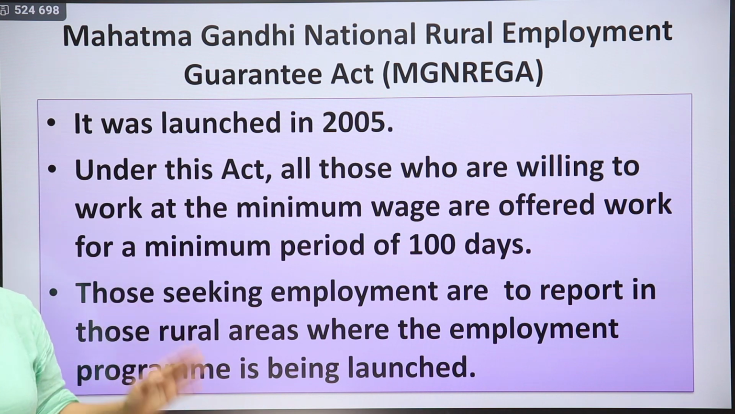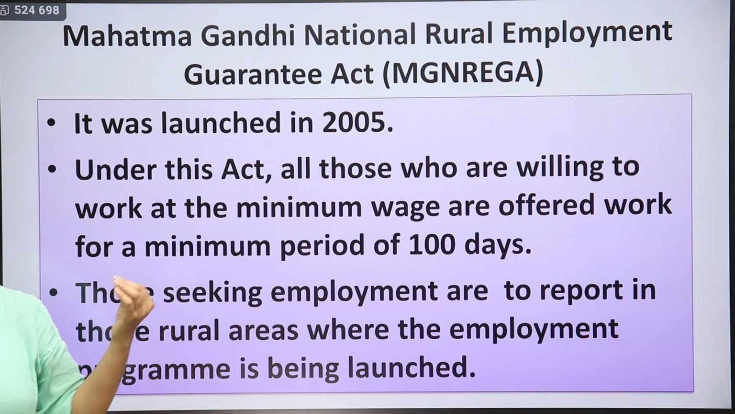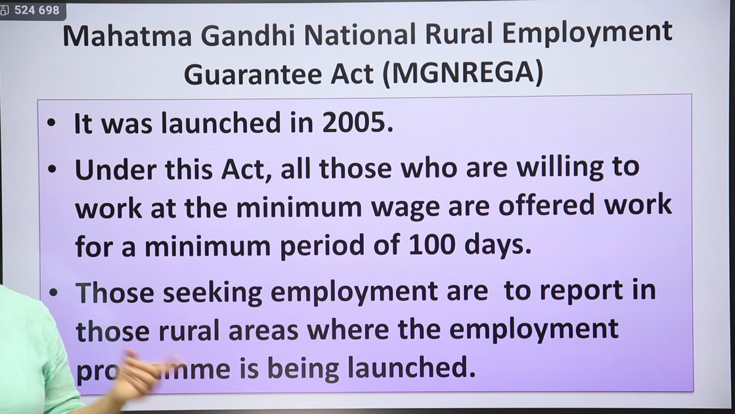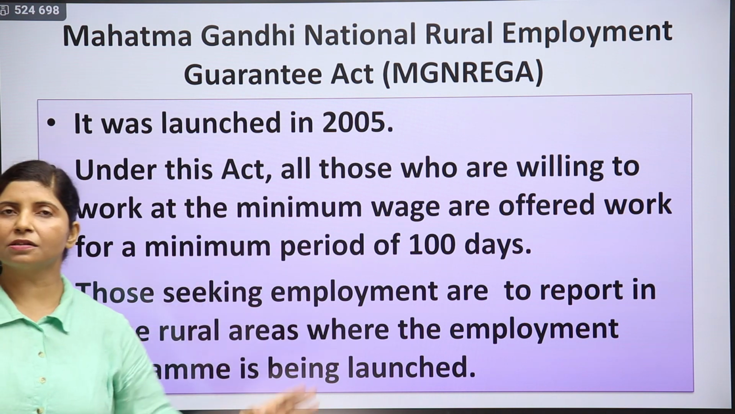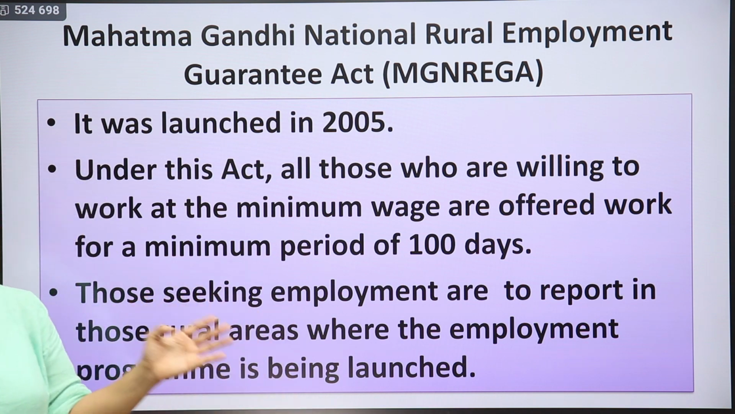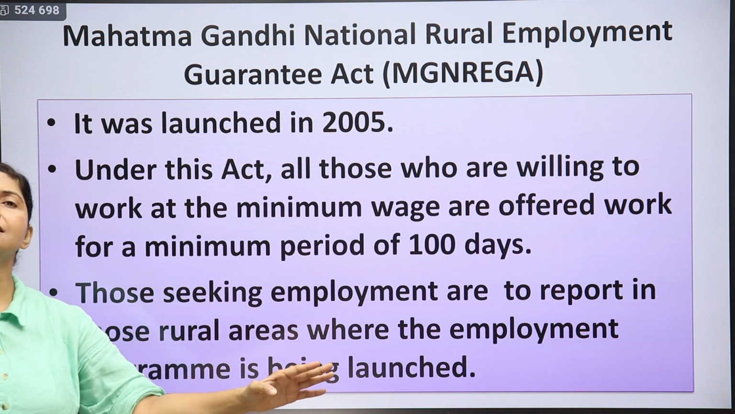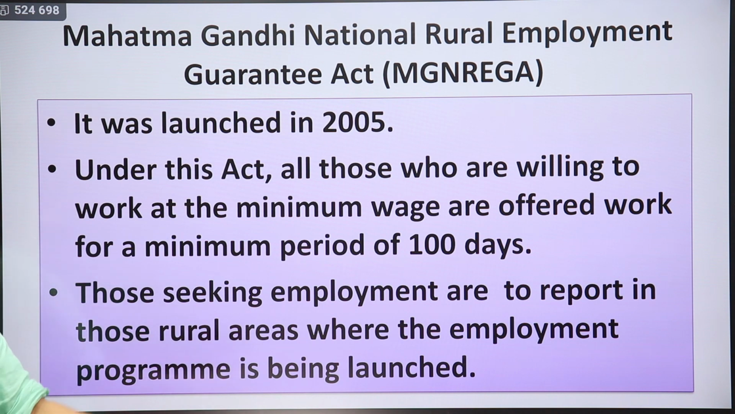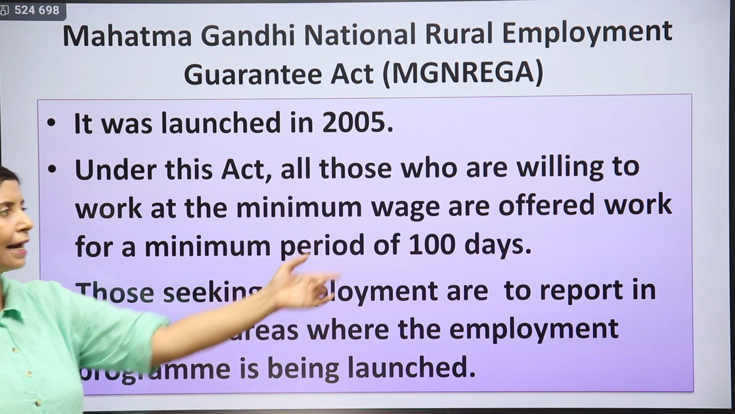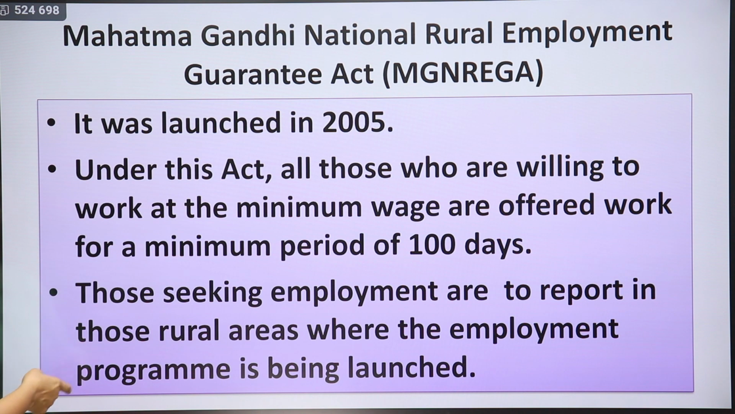So government launches some employment program like digging a canal, making roads, construction of bridges, construction of highways, etc. So this type of works are organized over there, and people from nearby rural areas who are located in the nearby vicinity come, get themselves registered and get employment at minimum wage rates for at least 100 days.